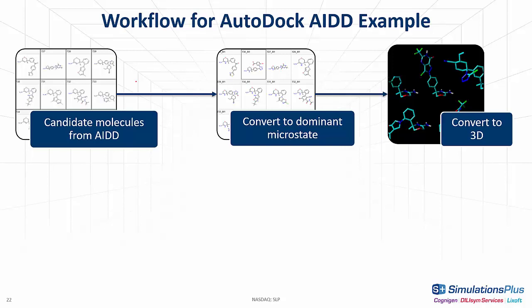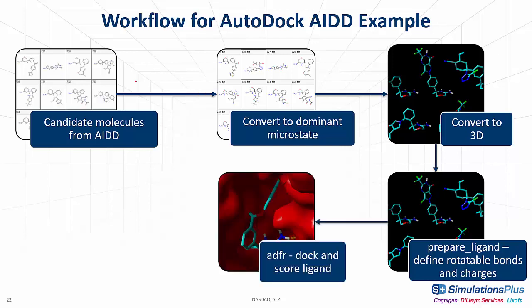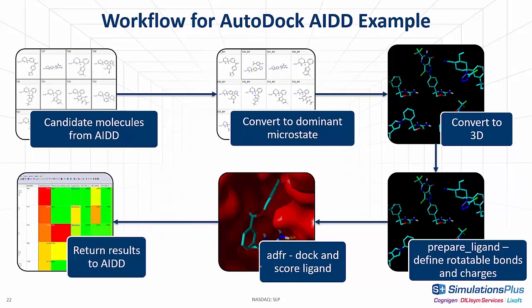We also have a program that we're going to release in the next version of ADMET Predictor, due out this spring, that converts molecules from 2D into a 3D structure. Then these molecules will be used as input to a program called prepare_ligand, which is supplied by the AutoDock program and defines rotatable bonds and charges on the ligands. Then I'll use ADFR, which is part of the AutoDock suite, to dock the molecules and score them in the active site. Then these results are returned to AIDD, and the Pareto optimization is computed.